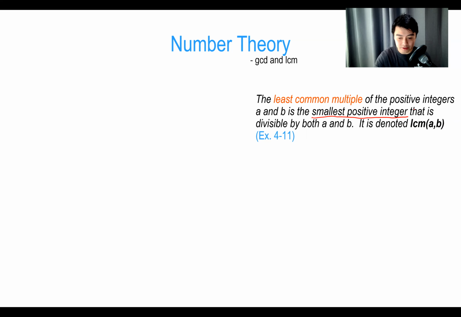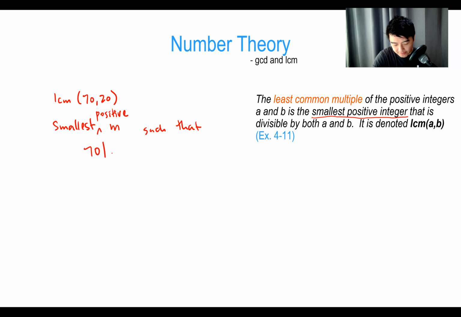So maybe let's do another example here. If, for example, we have the LCM of 70 and 20, we are looking for the smallest multiple, the smallest positive m, such that 70 divides m and 20 divides m.